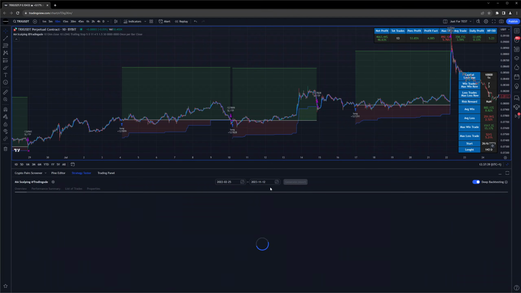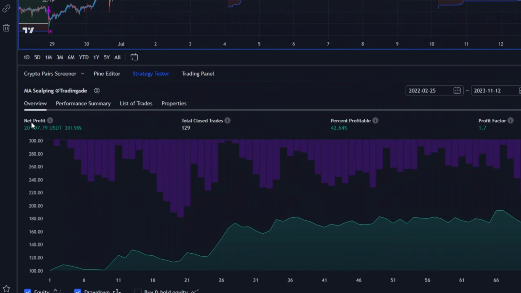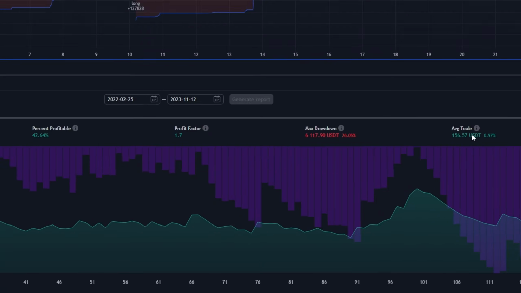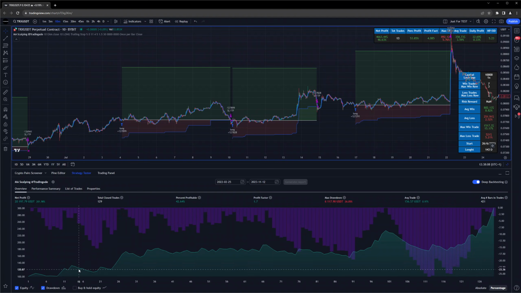Let's see the results. As you can see, we have 200% net profit, 129 trades, 42% percent profitable, 1.7 profit factor, 26% max drawdown, 0.96 average trade. The equity line, even though it's profitable, it's not awful, but it's not really good, because as you can see, basically from here to here about, it's almost always sideways. Not loss, but not even profit, so it's basically stuck in this kind of situation.